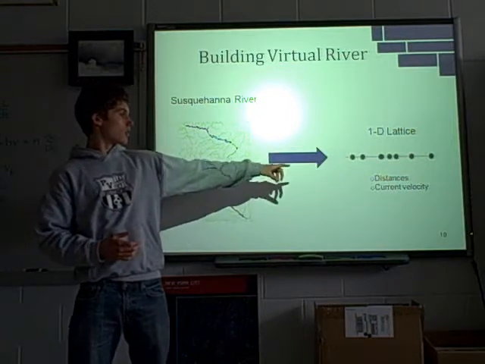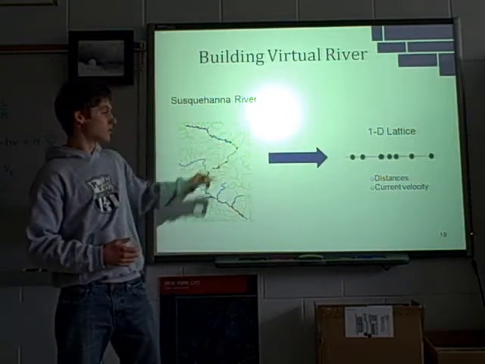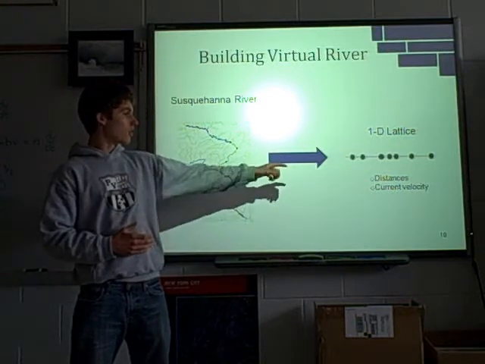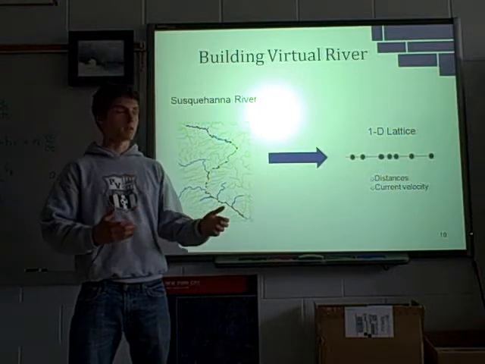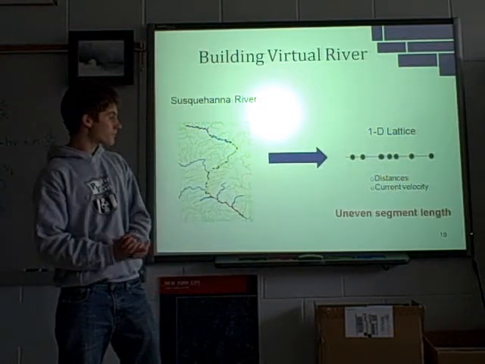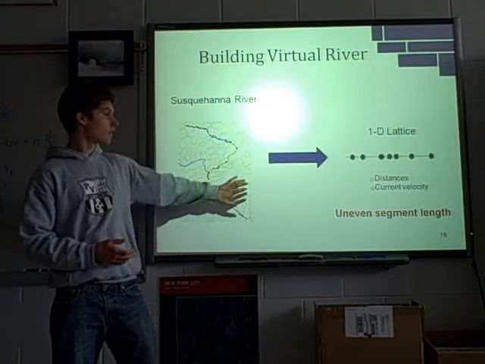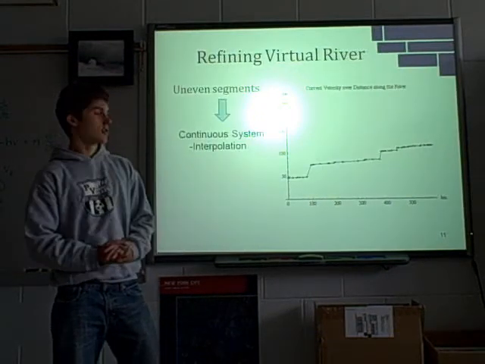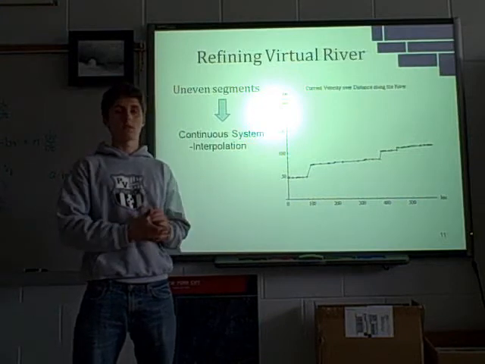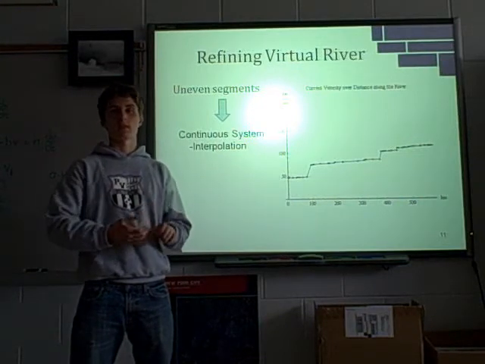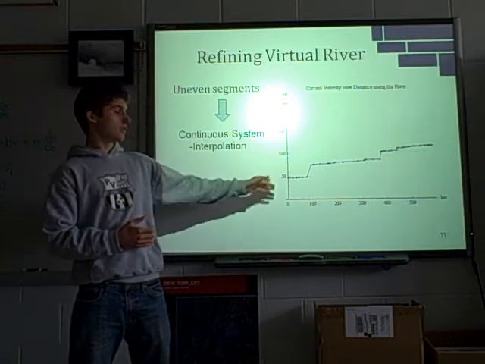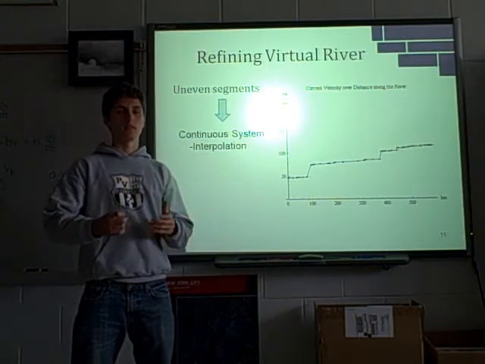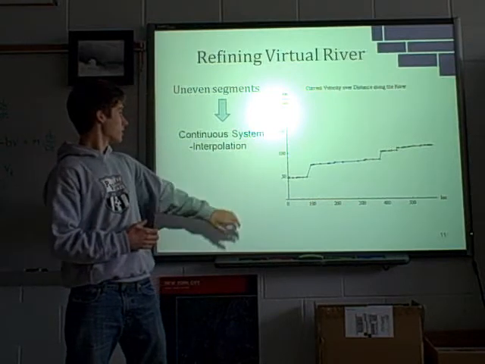So I extracted both along stream distances along each of these nodes that were arbitrarily designated by the USGS, along with mean current velocity along the segments. But there was one problem. These are of uneven segment length. So what I had to do is take these uneven segments and interpolate them. I used a linear interpolation, because once you get to higher order interpolations like quadratic or cubic, you end up with these fluctuations, which I didn't find to be physically justifiable. So I just used a linear interpolation.